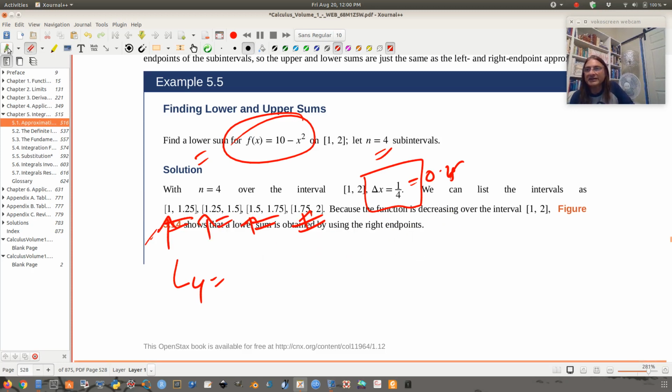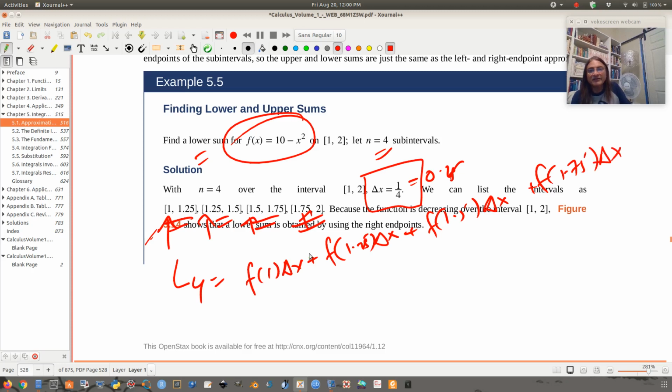If you take the left points, we get f(1) delta x plus f(1.25) delta x plus f(1.5) delta x plus f(1.75) delta x. And we can easily find these function values by plugging into the function, for example here, that would give us 10 minus 1 is 9 times 1 over 4, or 0.25, and so on.